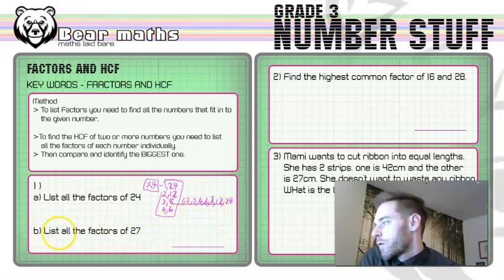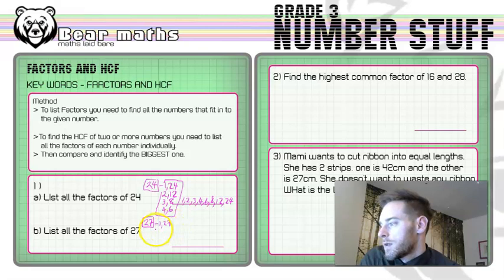Do the same thing for B. List all the factors of 27. So 27, put it in the box. 1 and 27. 2 does not fit into 27. 3 does. 3 goes in 9 times. 4 doesn't. 5 doesn't. 6 doesn't. 7 doesn't. 8 doesn't. 9 does. It's already there. So we found them all. 1, 3, 9, and 27.